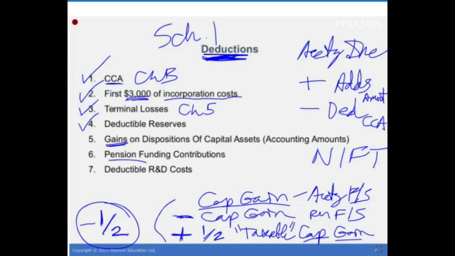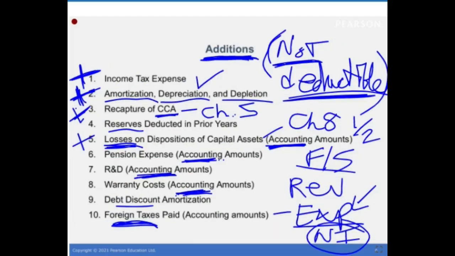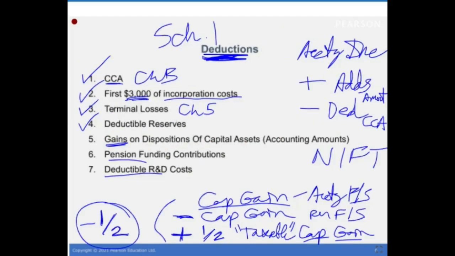We have a few more on here: pension funding contributions, deductible R&D costs. Again, we mentioned R&D costs, the accounting version. Basically what this is getting at is maybe the R&D has been spread out over a different schedule than what you're deducting for tax. It might be that the tax deduction is on a different schedule, it might be faster. There's going to be an amount that you can deduct for qualifying R&D.